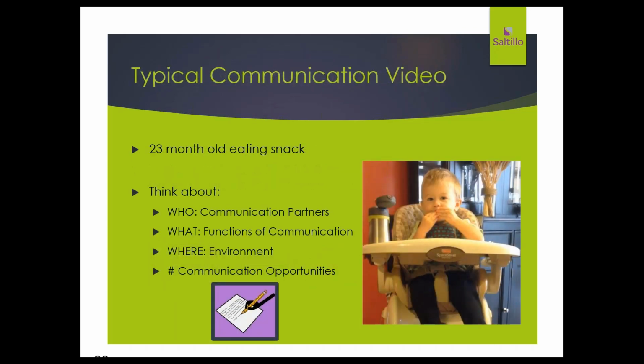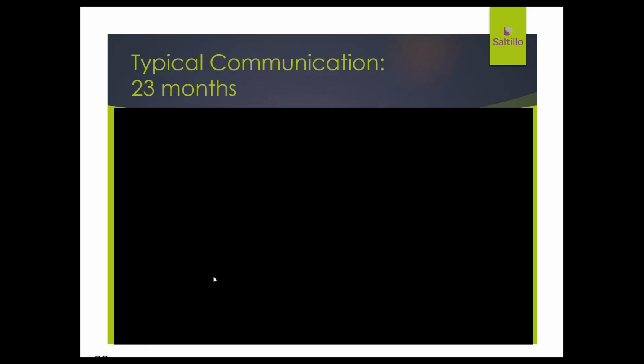So what I want to do is I want to kind of go back to typical communication, all right? So this is the 23-month-old eating a snack. And I want you to think about how many communication opportunities he has during this video, because it is amazing. So if you want to, you can actually keep track of it. Just make little tick marks on your thinking about your communication sheet. On the bottom of that activity worksheet, you actually have an area where you can put tally marks, but if you just have a sheet of paper, that's fine. Just tally down how many communication opportunities he has to communicate, because it's amazing. So we're going to watch this video.